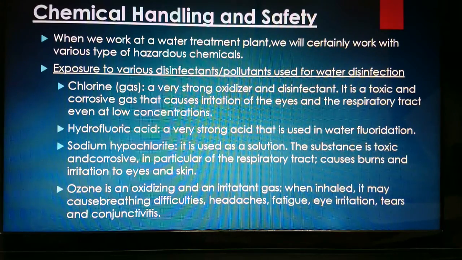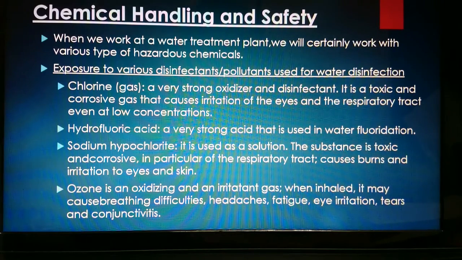Most of the chemicals that are being used are of the hazardous type and require extra handling. Some examples of exposure to various disinfectants are chlorine gas, which is known as a strong oxidizer and disinfectant. Even at low concentration, it can cause irritation to the eyes or respiratory tract.